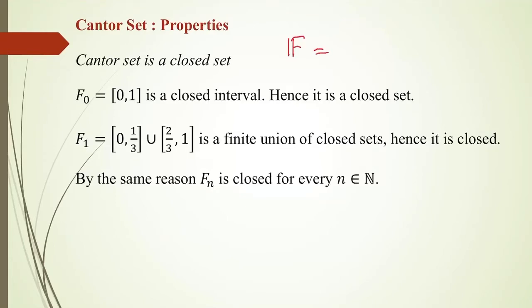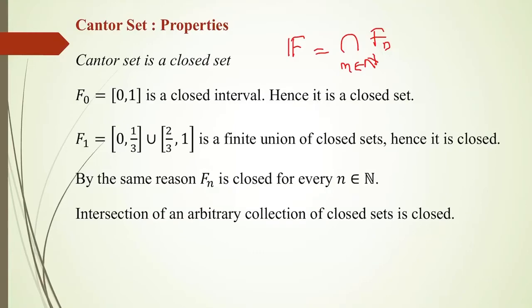Now what is the Cantor set, bold F? The Cantor set is the intersection of all these Fn's, and each of these Fn's is a closed set, and we know that an arbitrary intersection of closed sets is closed. You take any arbitrary collection of closed sets, its intersection will always be a closed set. So by that property we can say that the Cantor set is closed. So the Cantor set is a closed set in R.